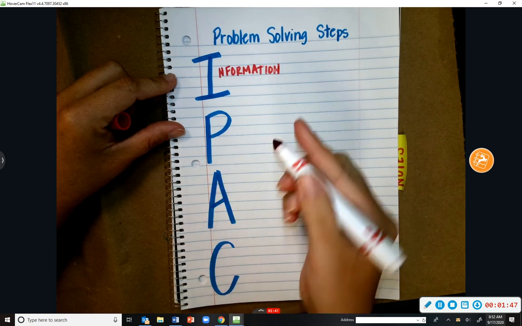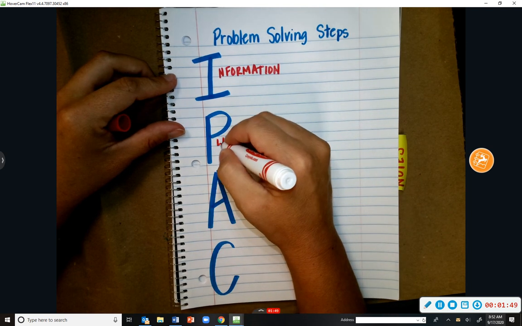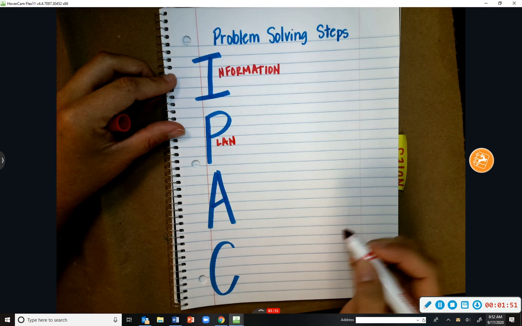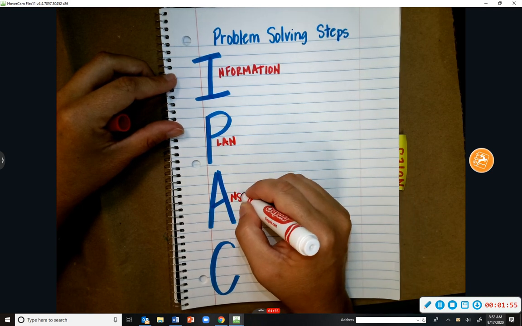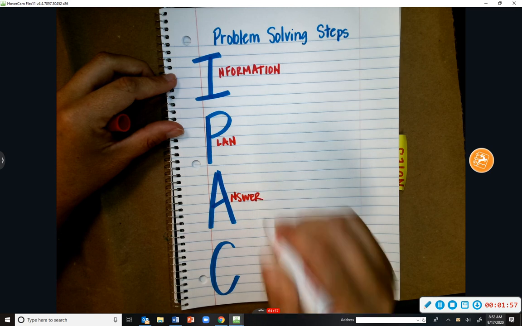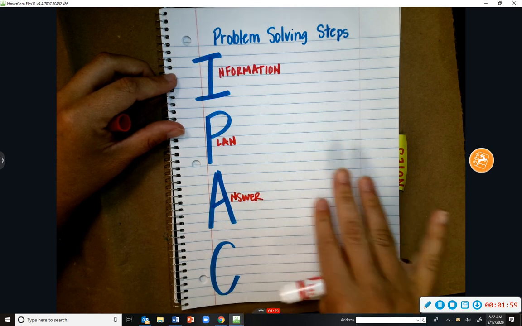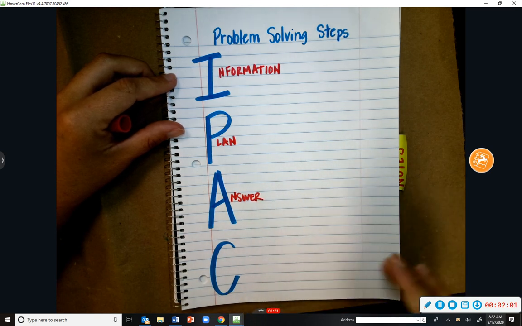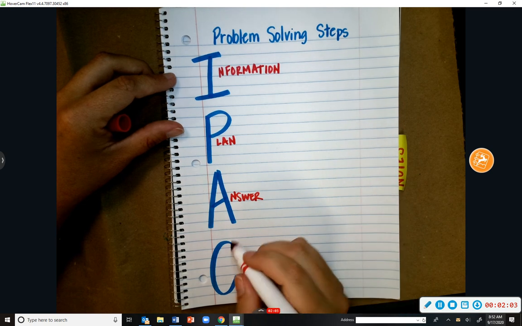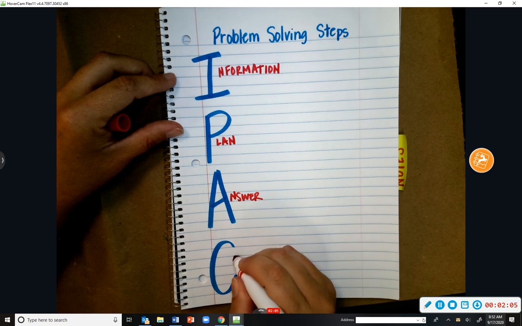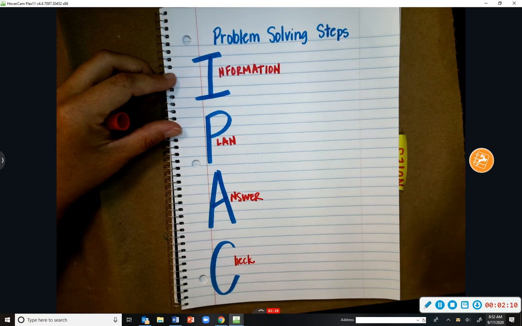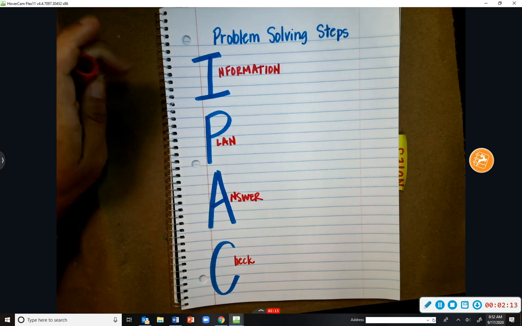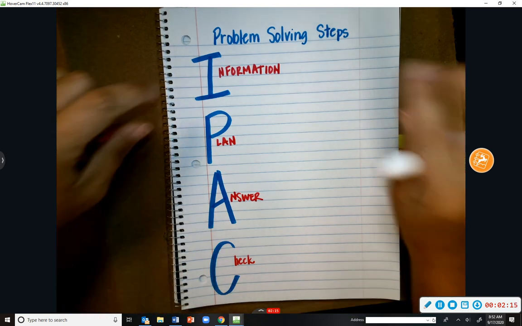Okay, the next one stands for plan. A stands for answer. And don't write too big on this part because we're going to add a couple more details to help you remember what to do on each of these steps. Okay, and the C stands for check. Okay, now we're going to go back up to information.